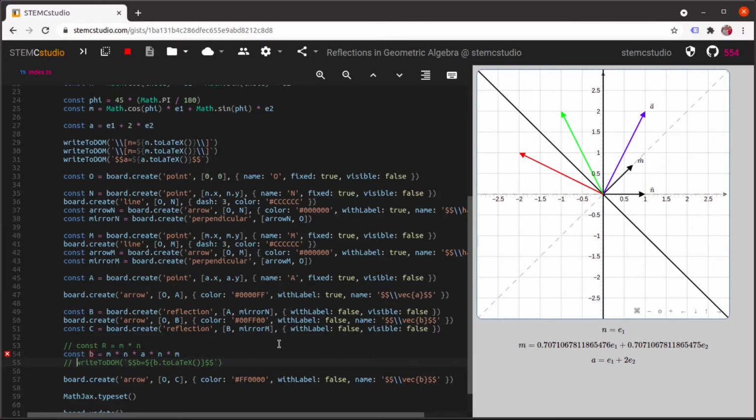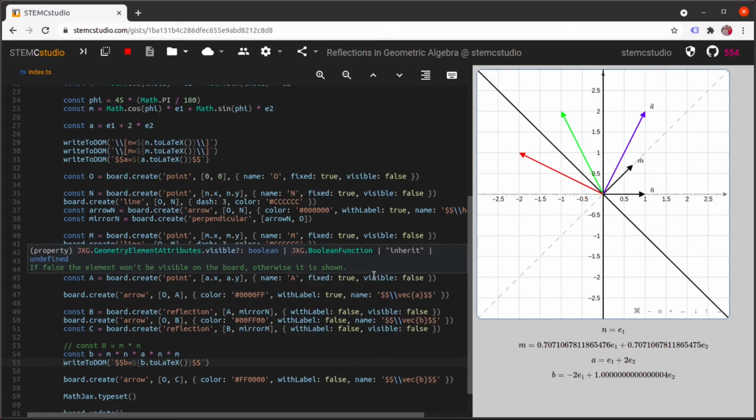So let's write that to the DOM. Here's b, and as you can see, b is minus 2 e1, so it's minus 2 in the e1 direction, and then we've got a little bit of a rounding error, but we add 1 e2, so essentially it's plus e2, which is that. So it is actually correct.